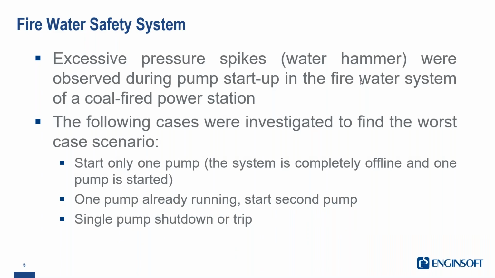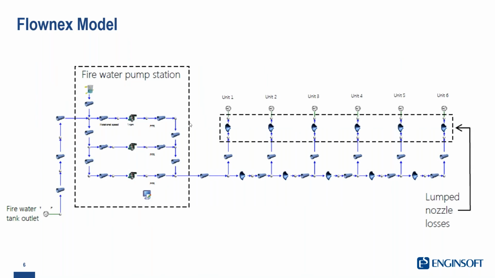Here the problem is to reduce the pressure peak, so the water hammer effect that is observed during the startup of the pump. And the other problem is to avoid the trip of the pump. So when you have a rapid startup of the pump, you can have a lower pressure in the intake section of the pump. So this is the Flownex model.